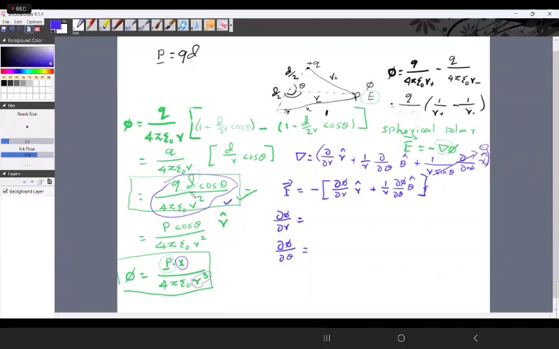So if we take the differentiation of this phi with respect to r, we can first write down the common terms, q d cos theta over 4 pi epsilon naught. And what is the differentiation of 1 over r squared? Anyone? r squared means r to the power minus 2. Can you tell me?